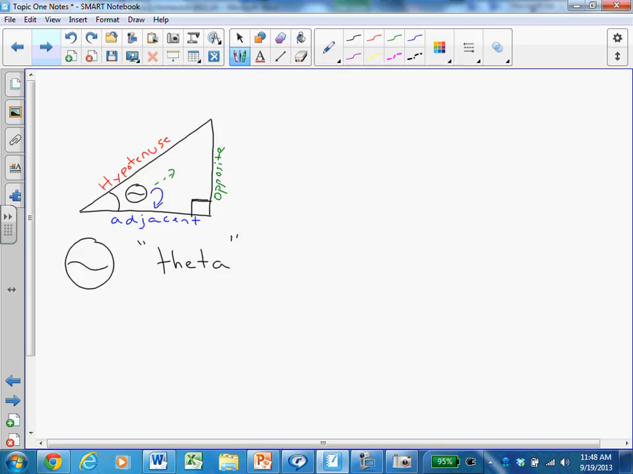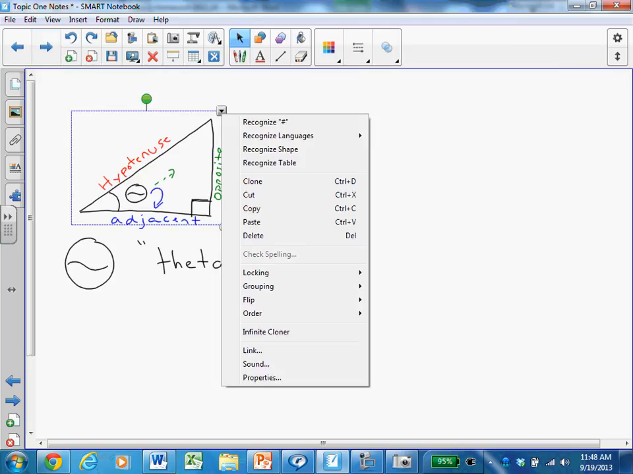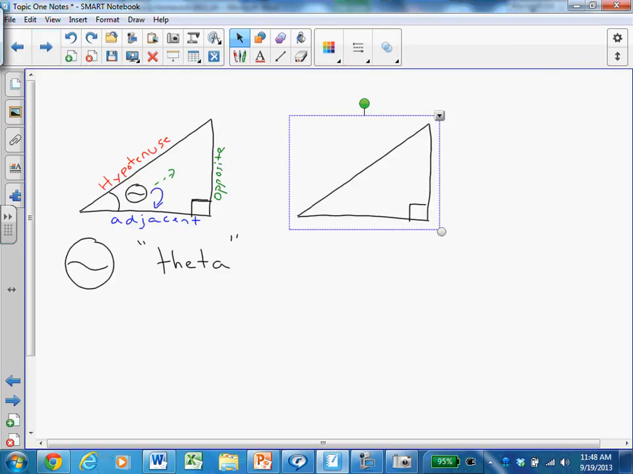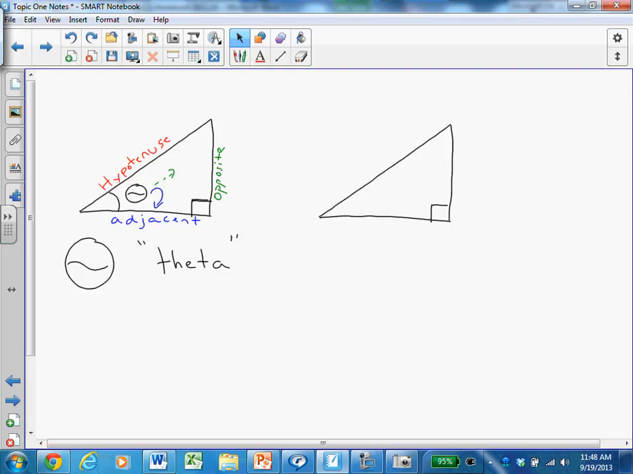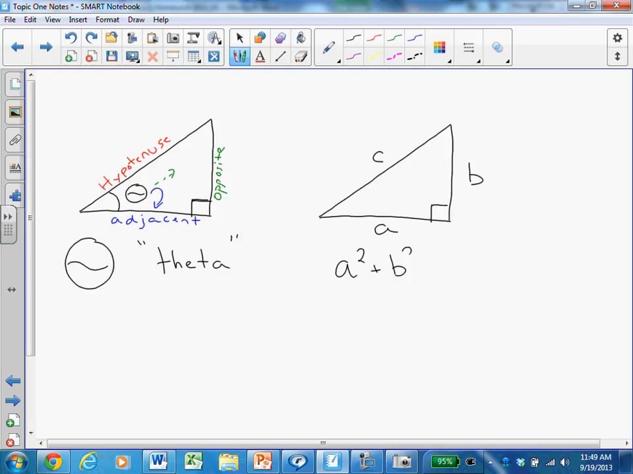But first, let's step back a minute. Let's take our triangle and go back to when it was things like this. We all remember that, right? A, B, C. And what's the relationship that we can come up with? Vera? Right. Pythag, right? Pythagorean theorem. Okay.